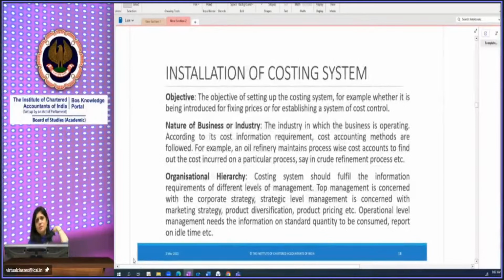Installation of costing system. Now, since we have so many benefits of the cost accounting system, the users, the formats, the statements, the generation, the use to the management, we should have a good cost accounting system. So how and when is it required?